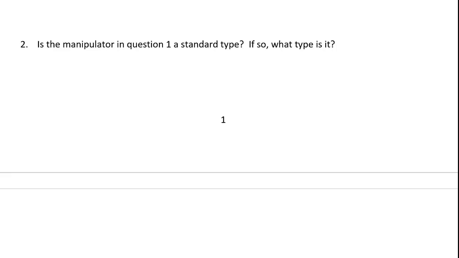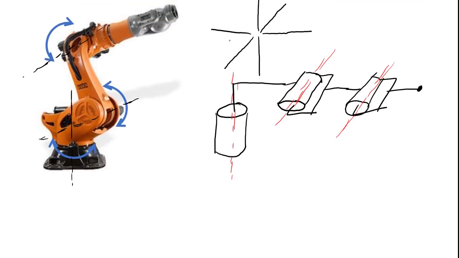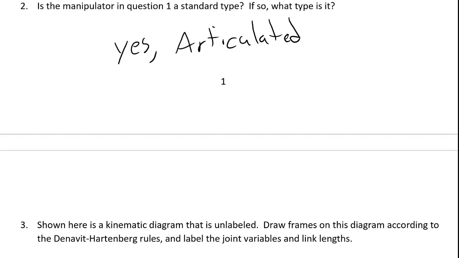Question number 2 asks if this is a standard manipulator type, and if so, what type. Here you just have to look at lots of diagrams of standard types until you can recognize them. There is only one of our standard types that has 3 revolute joints, and that standard type really is defined as this picture shows, with the first joint having its axis of rotation vertical, and then the 2 additional joints have their axis of rotation perpendicular to the first but parallel to each other, and that type of manipulator is the articulated manipulator.